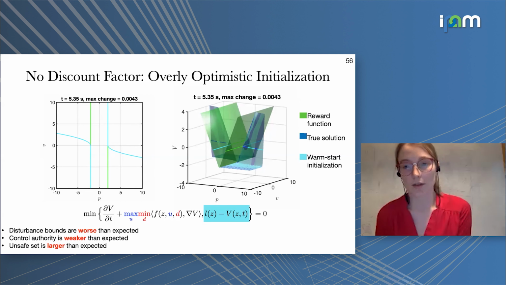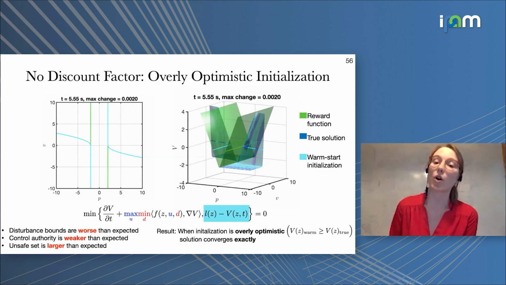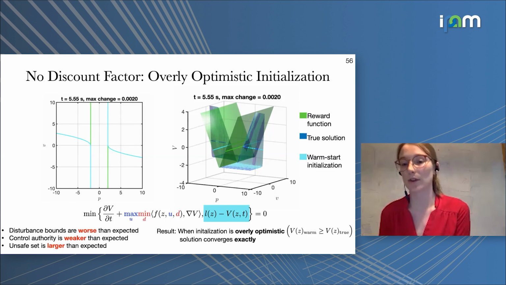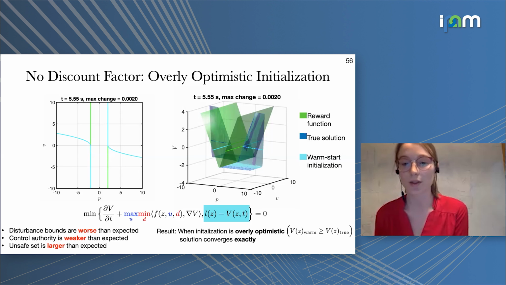So here I'm kind of explaining the intuition, but we actually have a proof that says that when the initialization is overly optimistic, so the value function of the warm starting solution is greater than or equal to the value function of the true solution in blue, the solution will converge exactly.